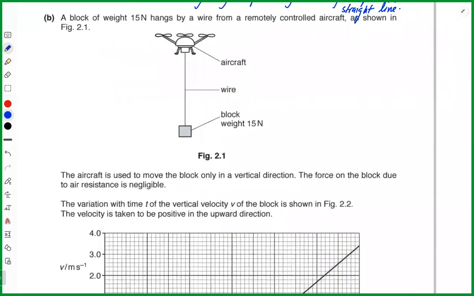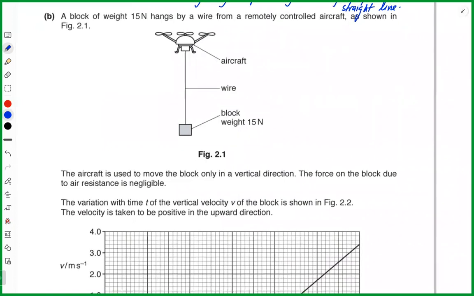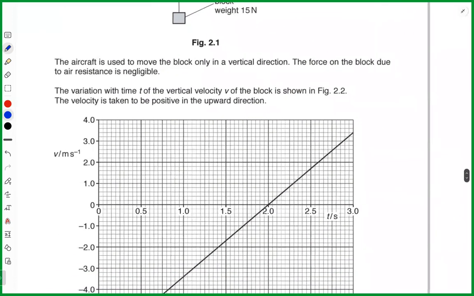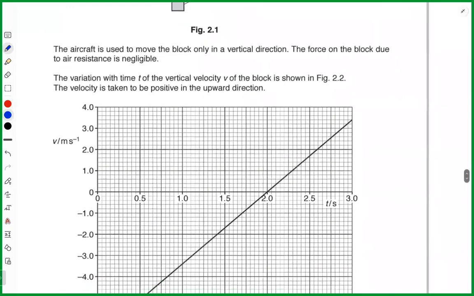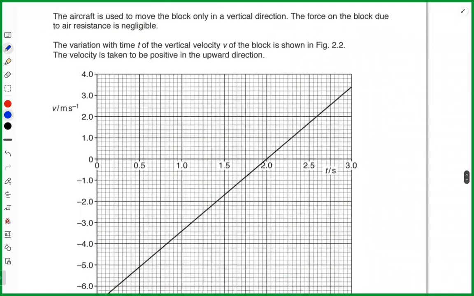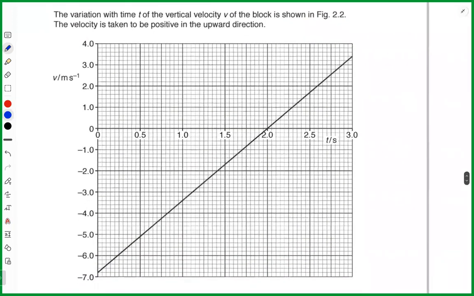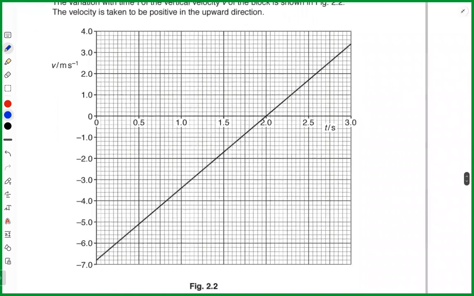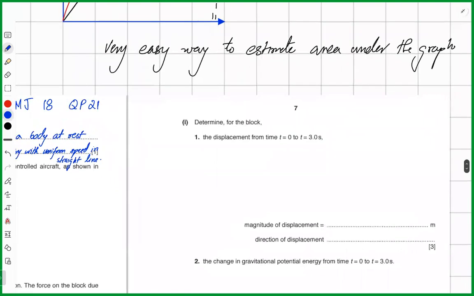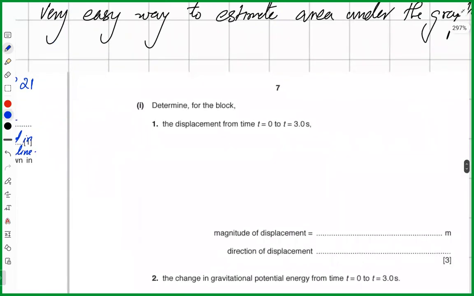A block of weight 15 Newton hangs by a wire from a remotely controlled aircraft. The aircraft is used to move the block only in the vertical direction. The force on the block due to the air resistance is negligible. The variation with time t of the velocity v of the block is shown. Okay, this is the velocity of the block. It's a velocity time graph. Determine the displacement from t equals 0 to t equals 3.